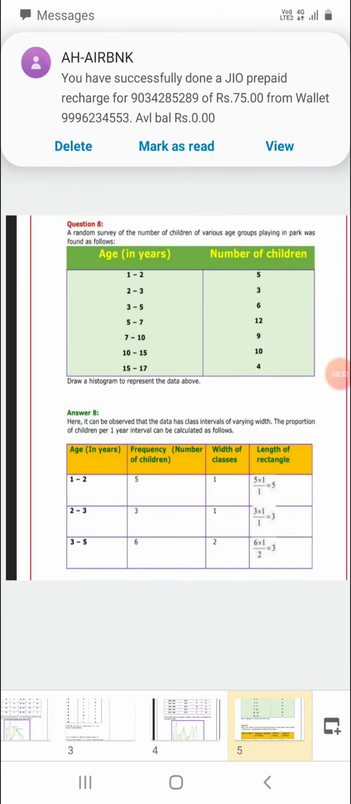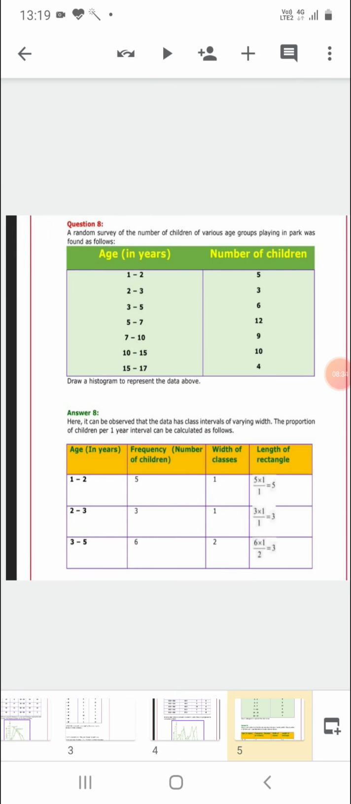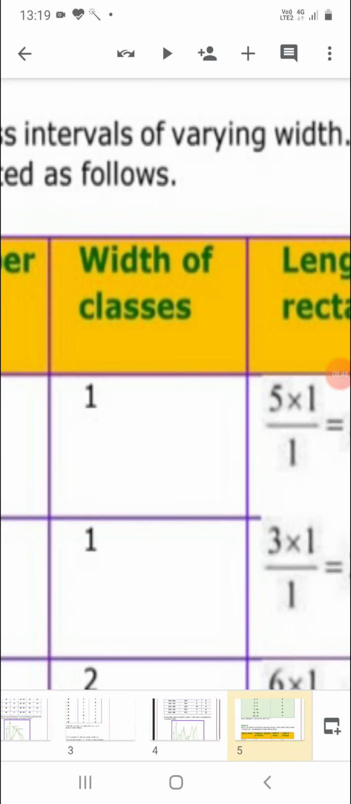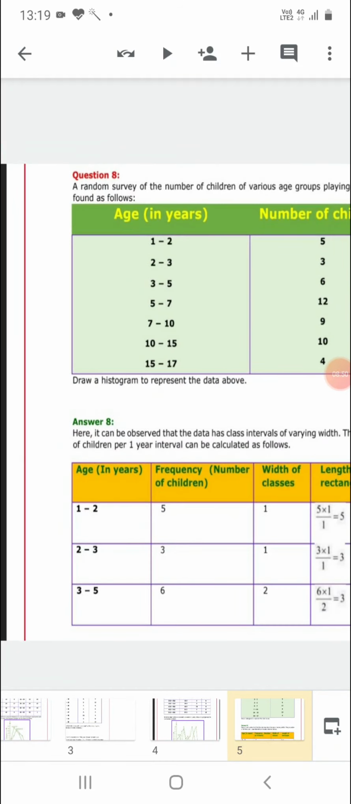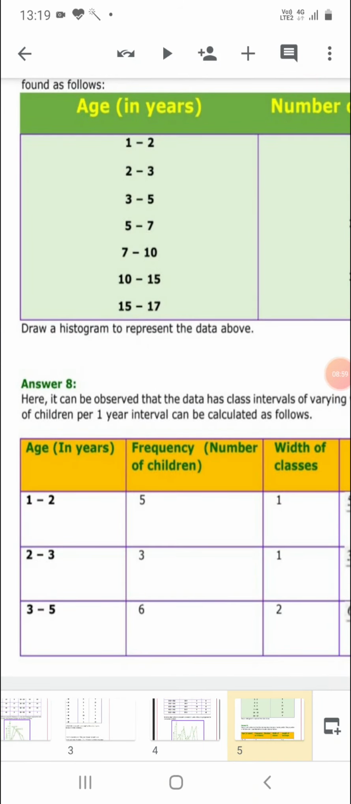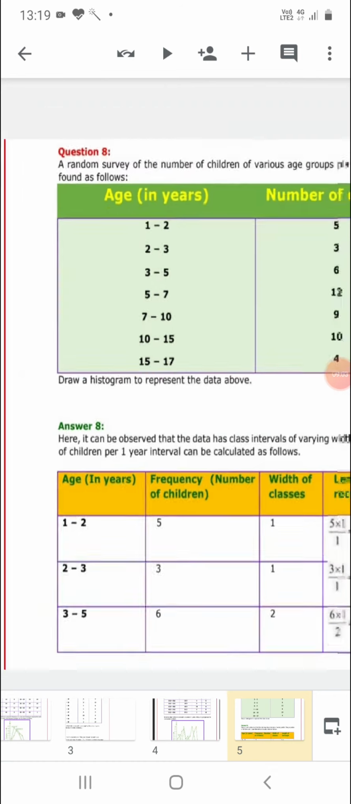So again you must check whether the classes are of same class size or not. These are continuous but not of same class size. So now in such questions you have to find out the width of the classes. So width, how do you find out the width? In the same way as we have discussed, upper limit minus lower limit. 2 minus 1 is 1. Then upper limit 3, lower limit 2. 3 minus 2 is 1. 5 minus 3 is 2.